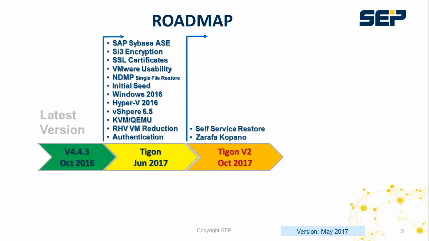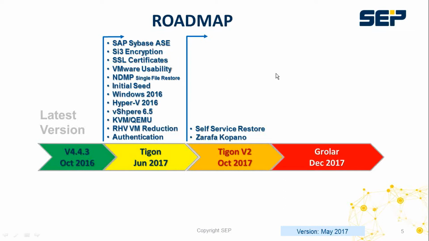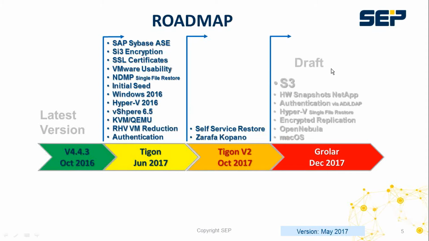So we are talking about the full set, the complete set of functionalities for Tigon plus Tigon version 2. If we have a little look at the future, just for your information, there's a new version planned for the end of this year. It's called Growler, which is another hybrid animal. It's a mixture of a grizzly bear and a polar bear. So this is a brand new version, and the main functionality, the hottest topic in this version, will be the native S3 interface.